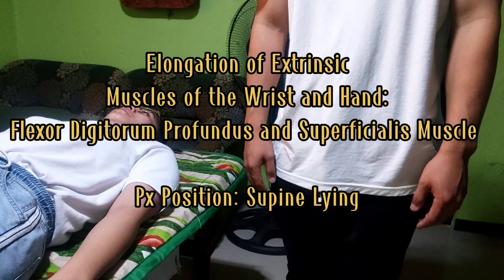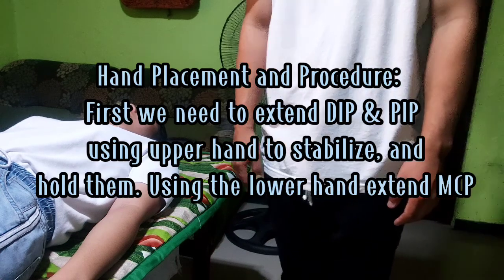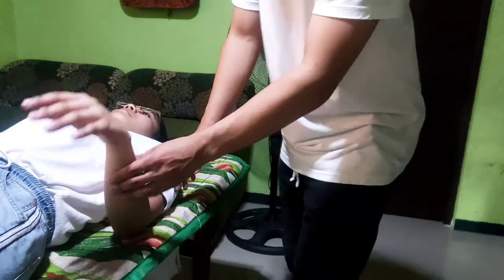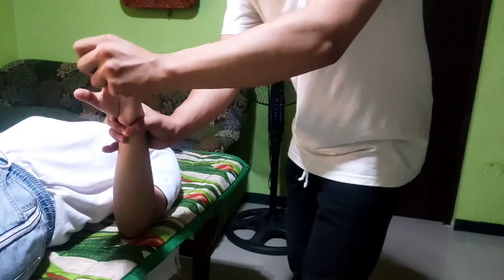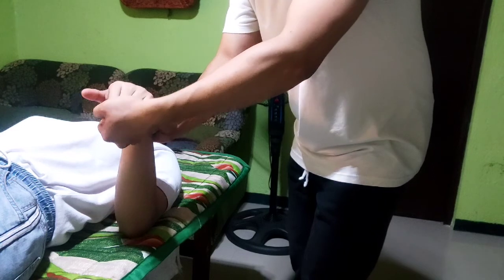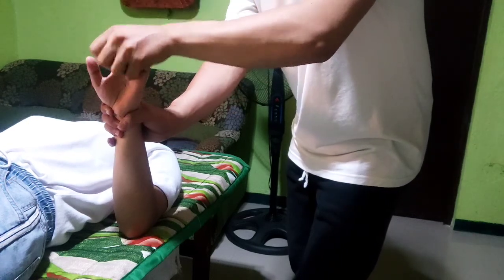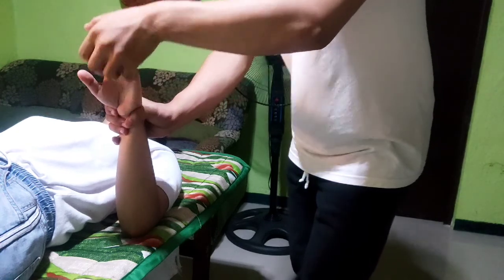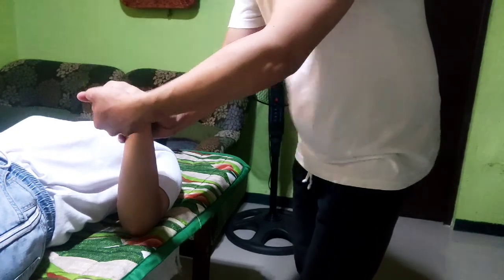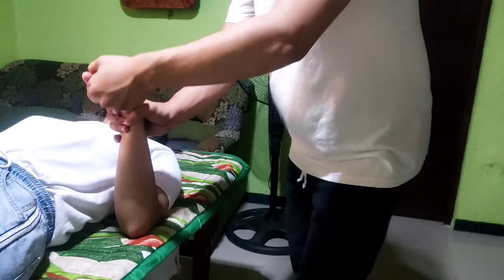Patient position, supine, hand placement and procedure. First, extend the distal interphalangeal and proximal interphalangeal joints, using the upper hand to stabilize and hold them, and using the lower hand extend the MCP, or you can move all the metacarpophalangeal joints of digits 2 to 5.